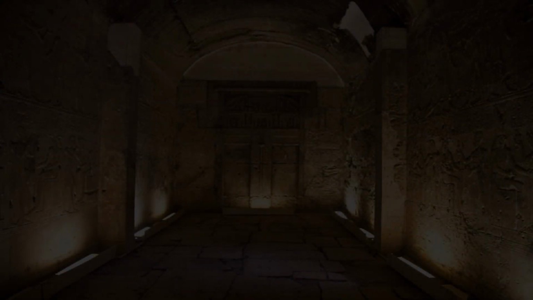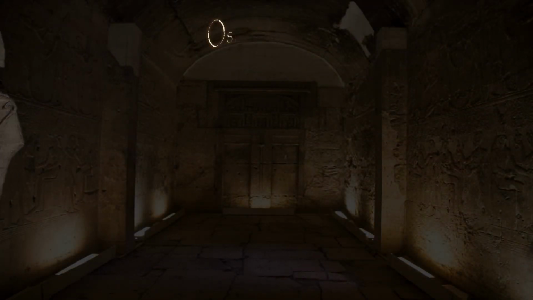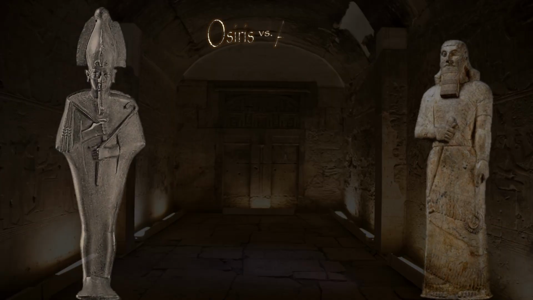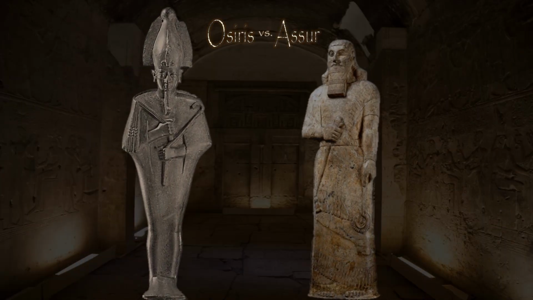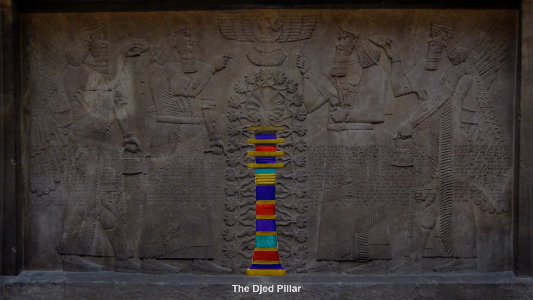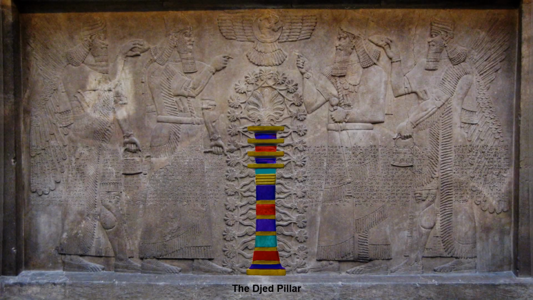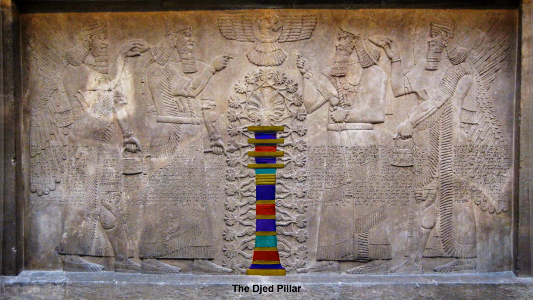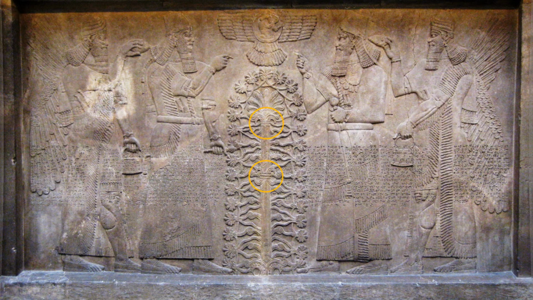Comparisons between the Egyptian god Osiris versus the Assyrian god Assur. Parallels have also been drawn between the Djed pillar and various items in other cultures. Sidney Smith in 1922 first suggested a parallel with the Assyrian sacred tree when he drew attention to the presence of the upper 4 bands of the Djed pillar and the bands that are present in the center of the vertical portion of the tree.